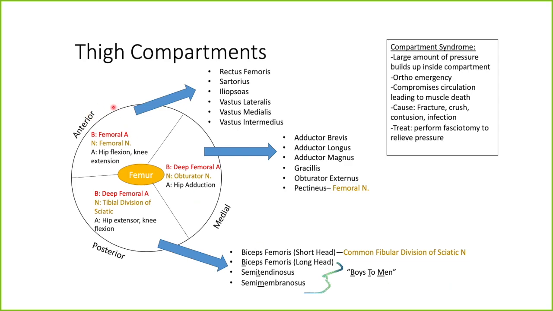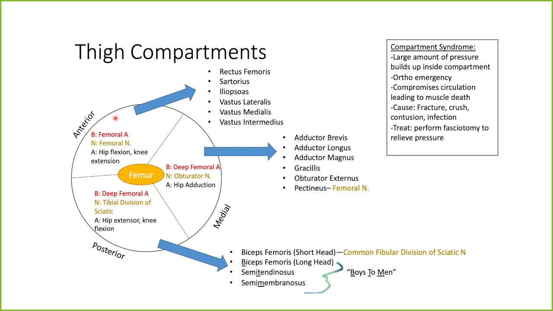So in our anterior compartment, we've got the rectus femoris. That's the muscle that travels down the middle. And I'll show you pictures of all these. We've got the sartorius. That's the muscle that's going across to the medial portion of our knee. We have iliopsoas. We have vastus lateralis, medialis, and intermedius. So all of these are going to be innervated by the femoral nerve, and the blood supply is the femoral artery.